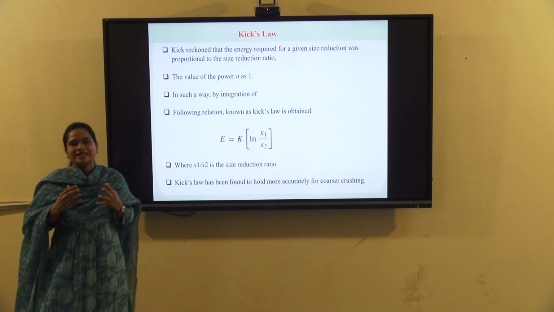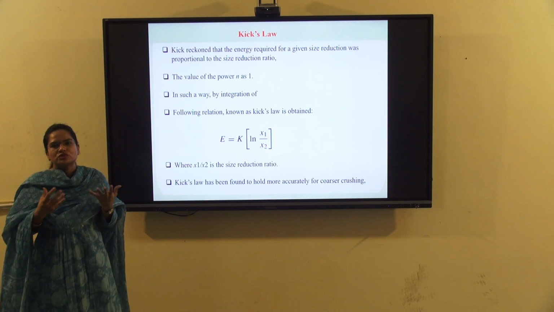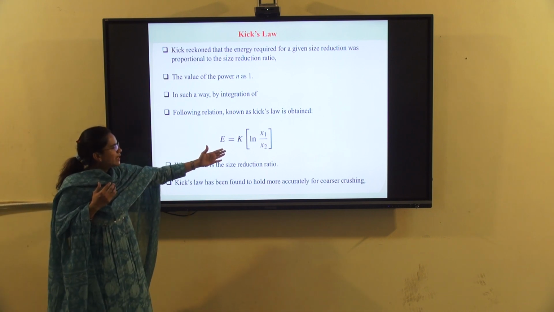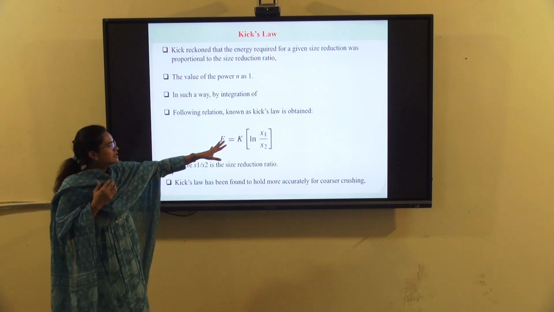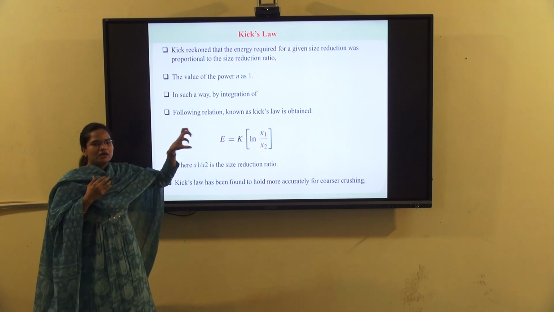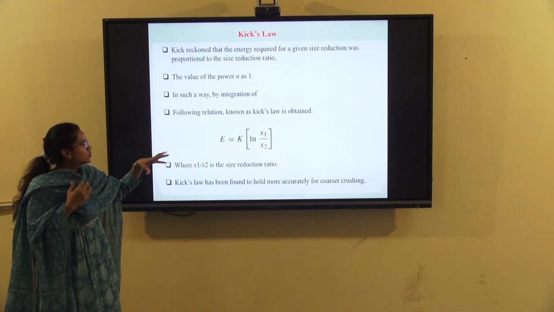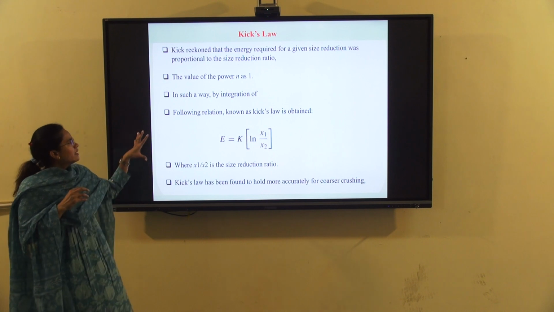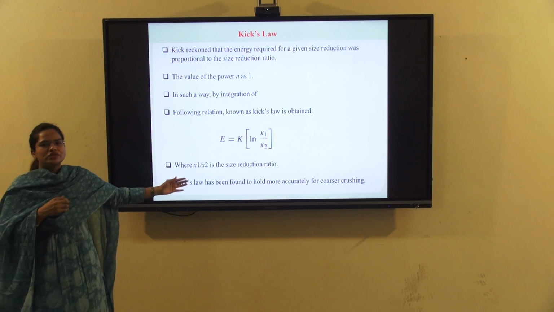Kick's law states that the energy required for size reduction is directly proportional to the change in dimension. It is equal to K log of x1 divided by x2. Here x1 is the initial particle size of the food, and x2 is the reduced particle size after grinding. Kick's law is mainly used for size reduction in the case of coarse grinding.